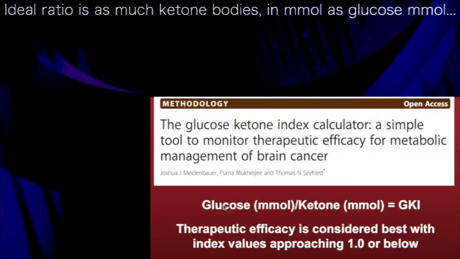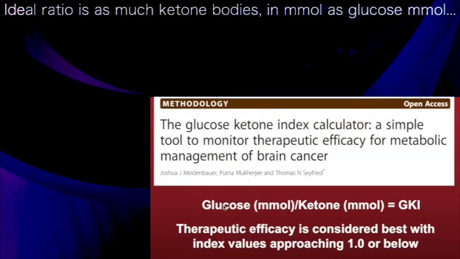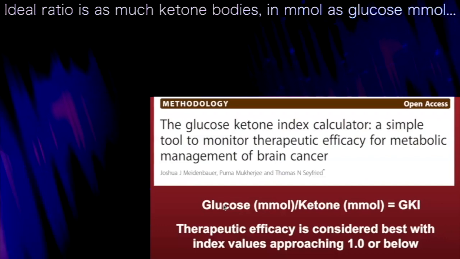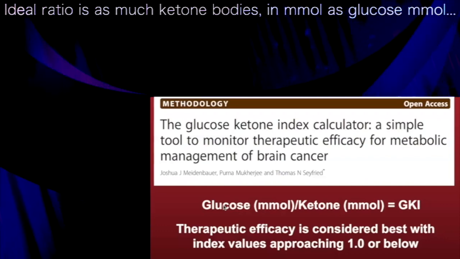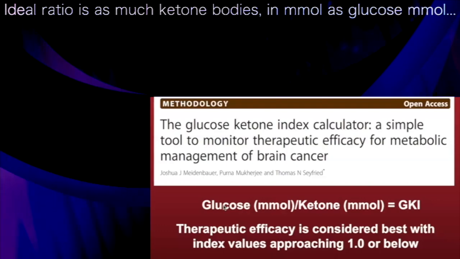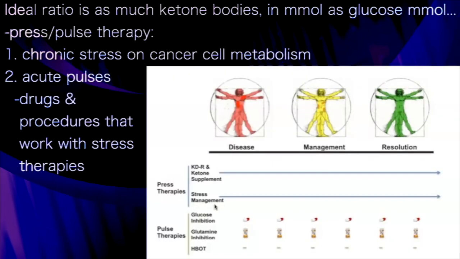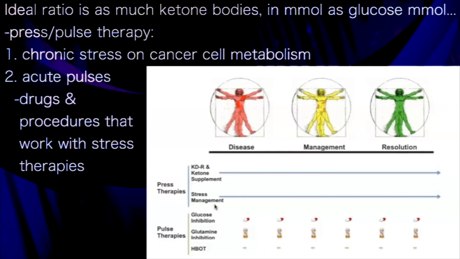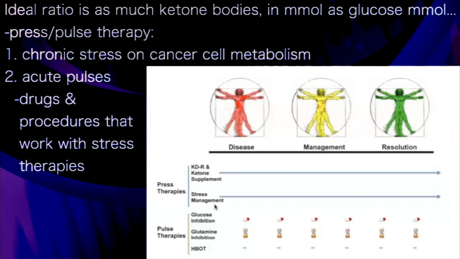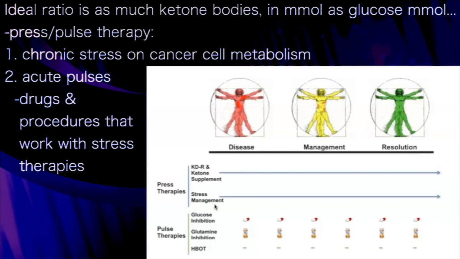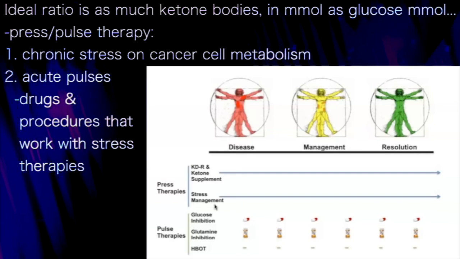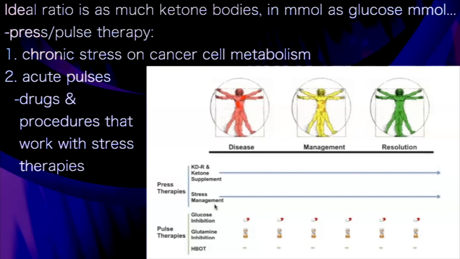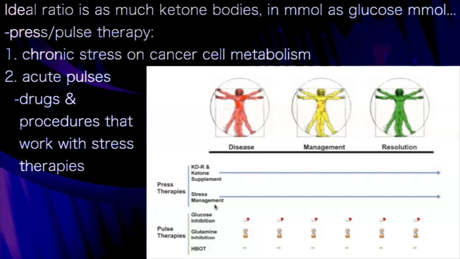And basically, it's the ratio of glucose in millimolar to ketone bodies in millimolar, and you get this GKI, the glucose ketone index. And we showed with others that therapeutic efficacy is considered best with index ratios approaching 1.0 or below. Now, we adopted this glucose ketone index into a more global approach to cancer management called press-pulse therapy, using two different strategies: a chronic press that puts stress on the cancer cell metabolism, and then acute pulses, specifically drugs and procedures that will work synergistically with press therapies.